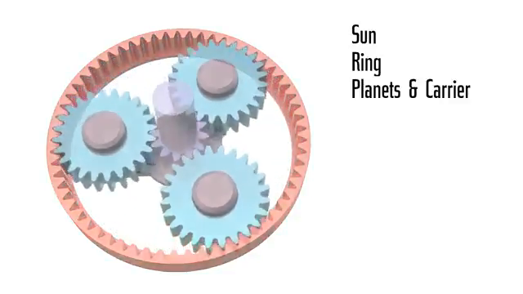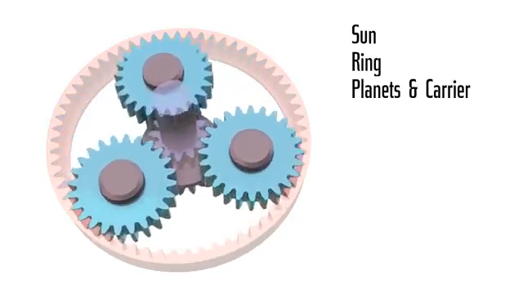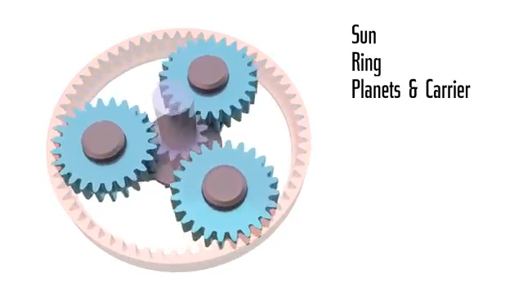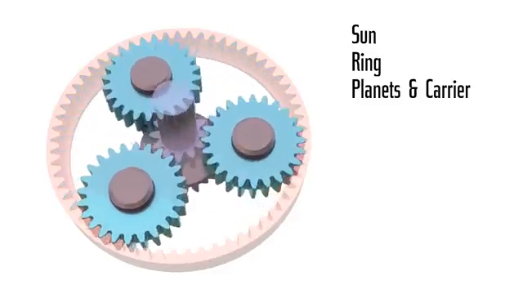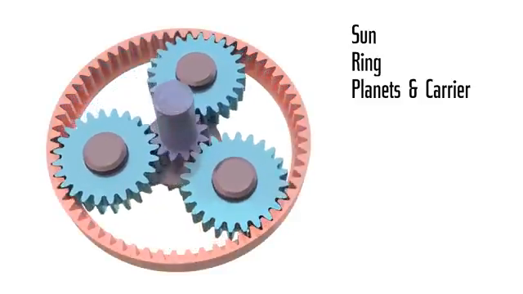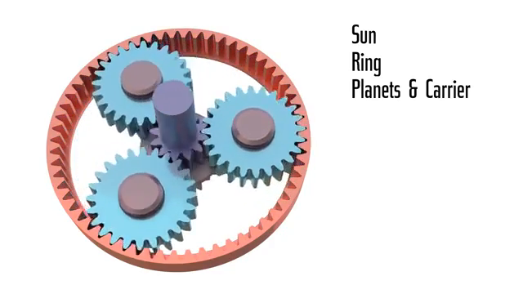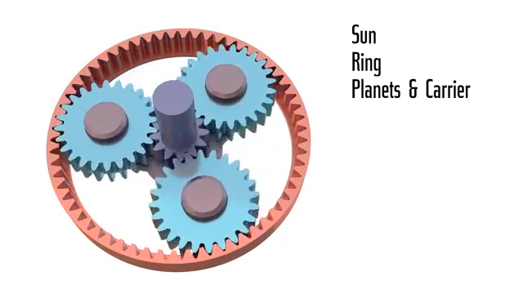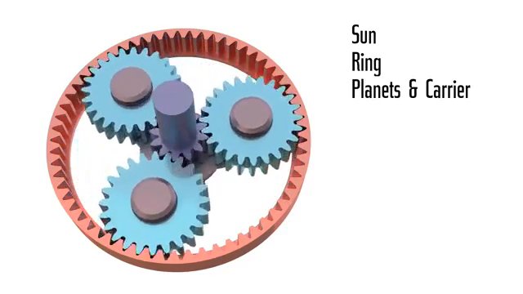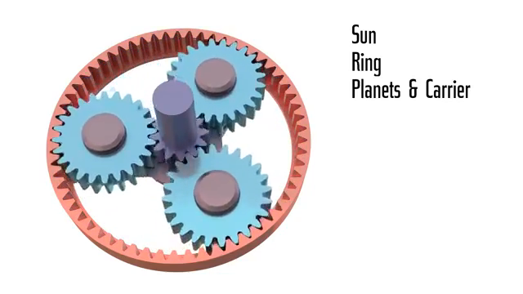The three gears rotating around the sun gear are called planet gears, and the platform on which the planet gears are mounted is called the carrier. Any of these three components can be made stationary, while the other two have input and output shafts connected to them. In this tutorial, we will assume that the outer ring is stationary, the input shaft is connected to the sun gear, and the output shaft to the carrier.